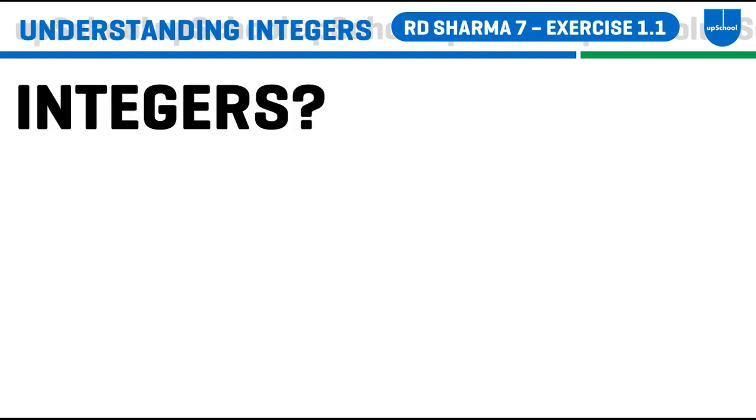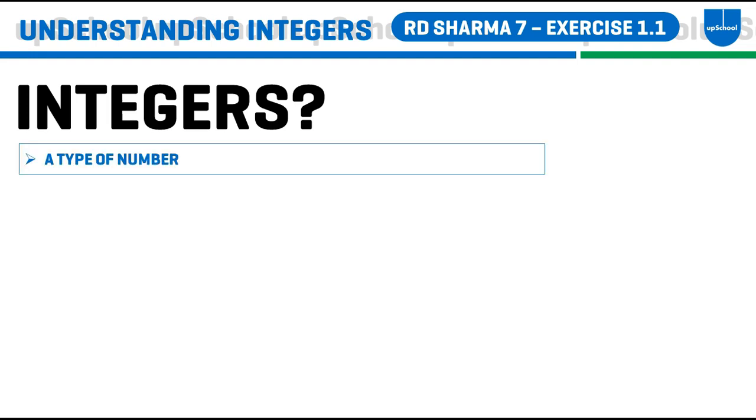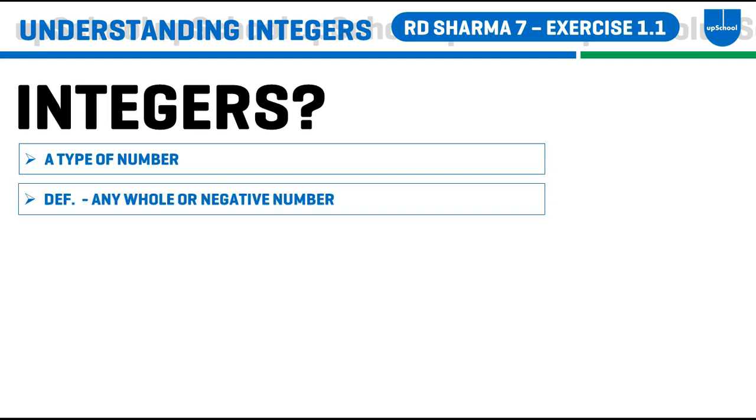So, understanding integers, that's the first fundamental concept we'll learn that will help us solve the problem. So, what are integers? Okay, our chapter is called integers, but what are they? Integers are a type of number. The definition: any whole or negative number is an integer, okay? So any whole number or a negative number that you find, it will be considered as an integer, alright?